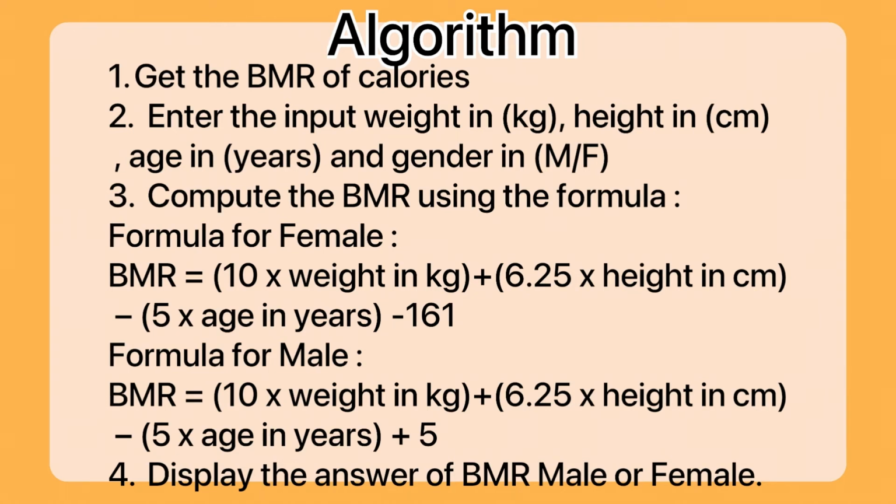While for male, BMR equals 10 times weight in kg plus 6.25 times height in cm minus 5 times age in years plus 5. And then the answer of BMR for male or female will be displayed.